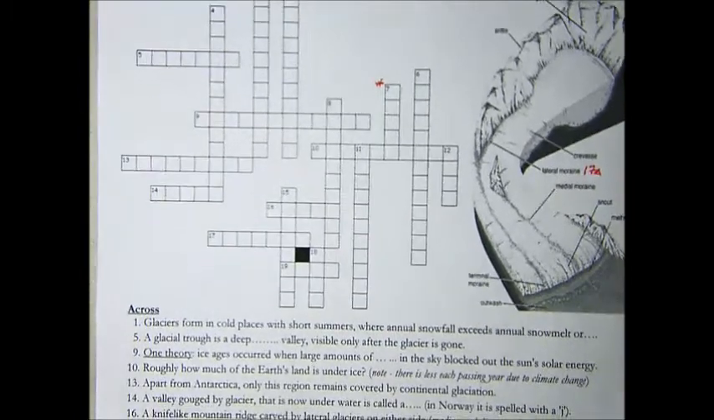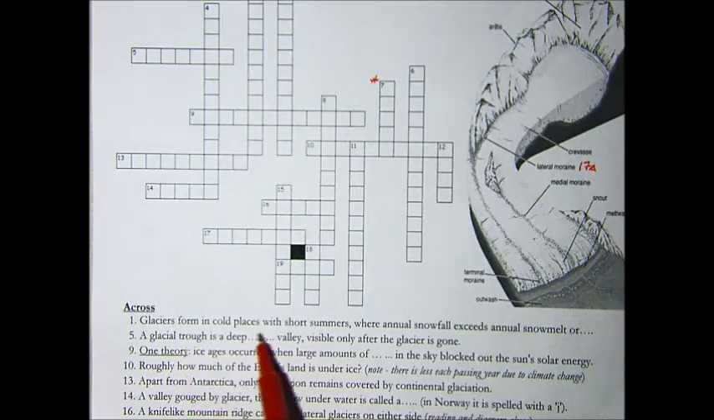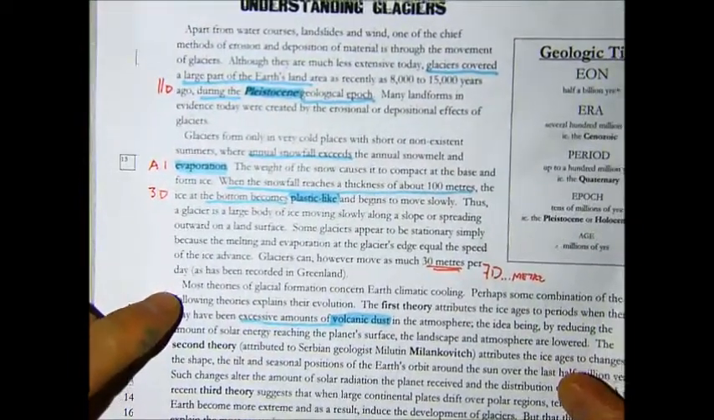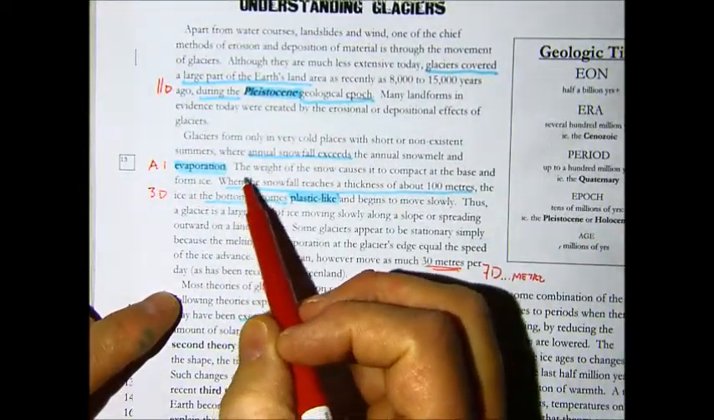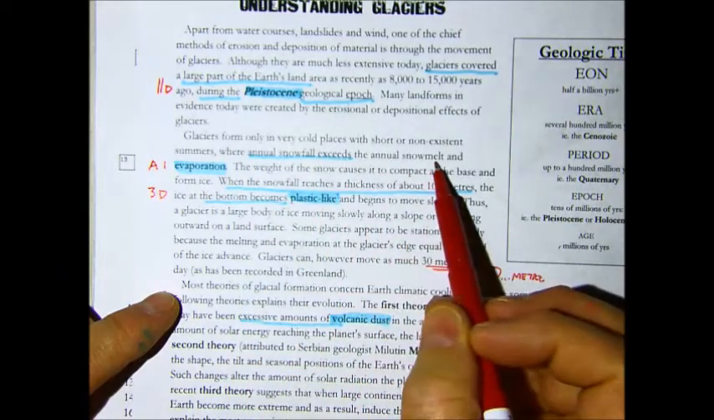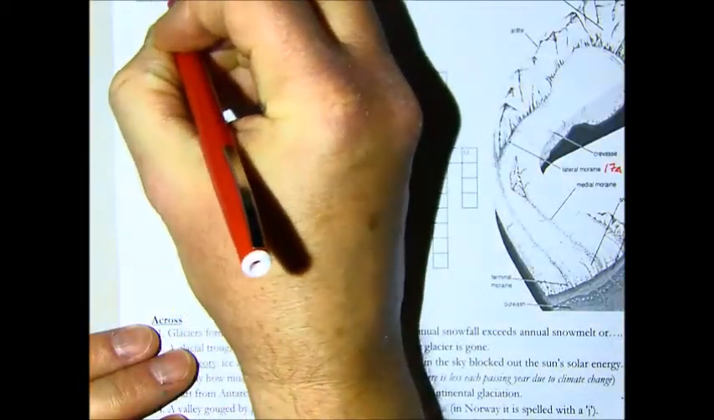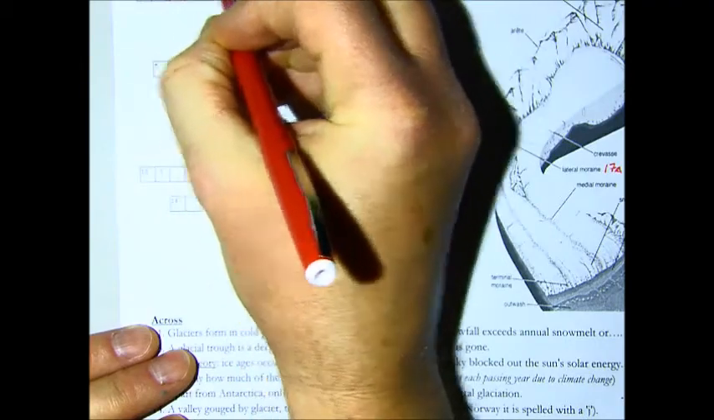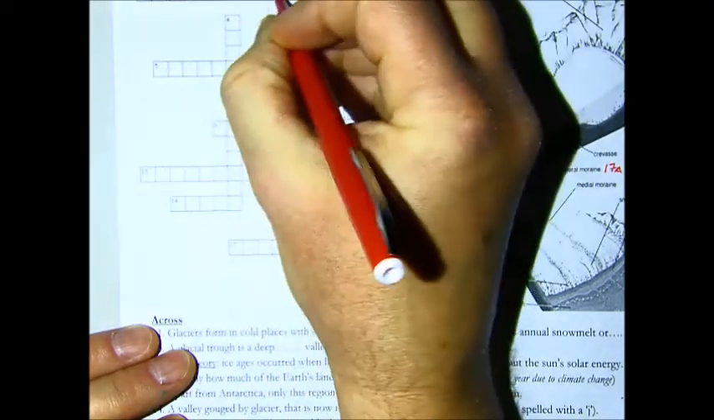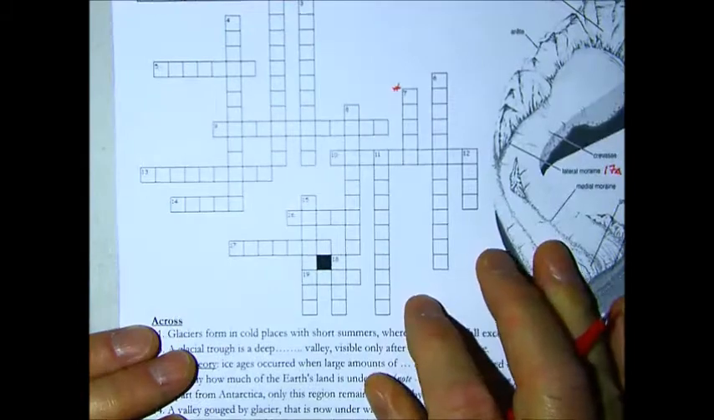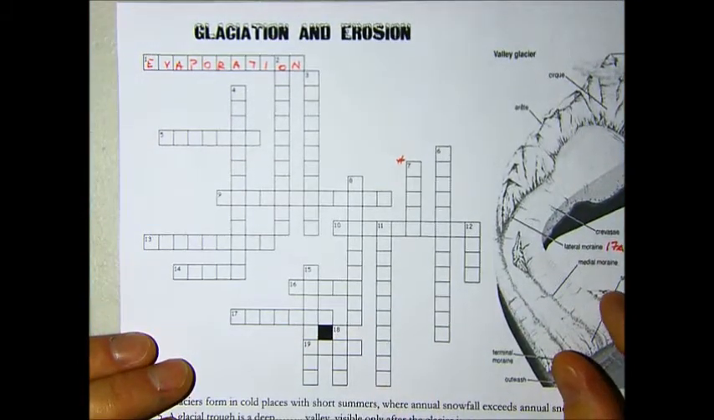Okay, so our first clue here is glaciers form in cold places with short summers where annual snowfall exceeds annual snowmelt. Well, this one was actually pretty early on in the reading here, and so we've got here: annual snowfall exceeds the annual snowmelt and evaporation. So the answer is evaporation. I hope you're able to find that one. Whoops, put that in the wrong place. There we go.